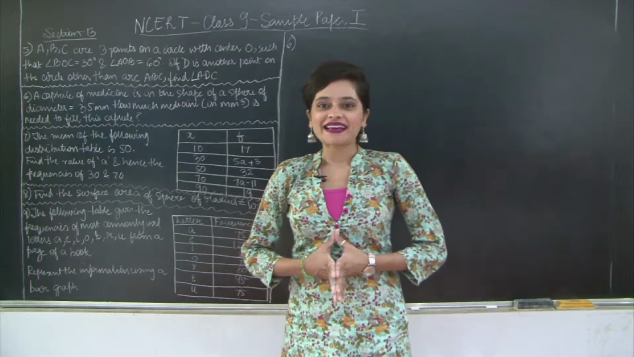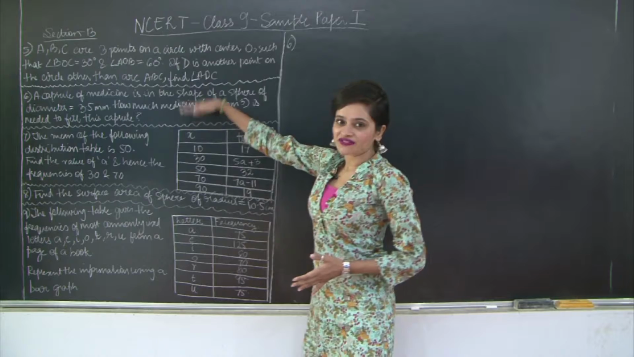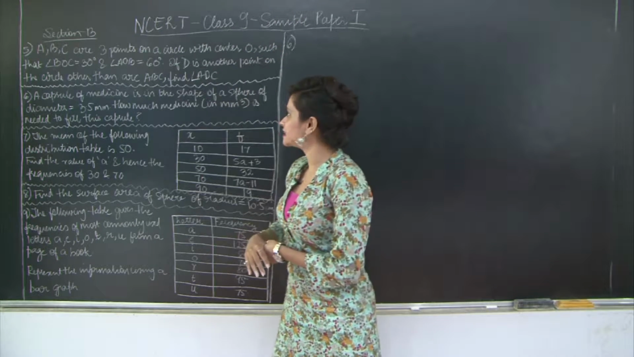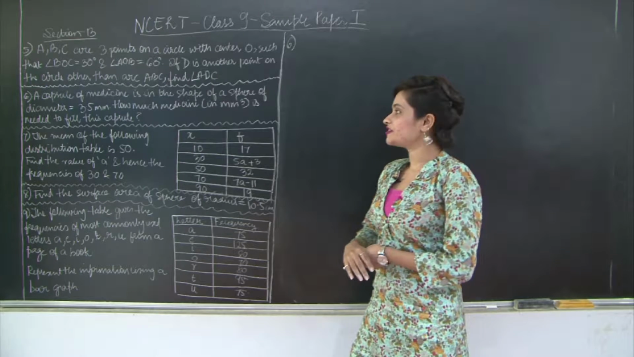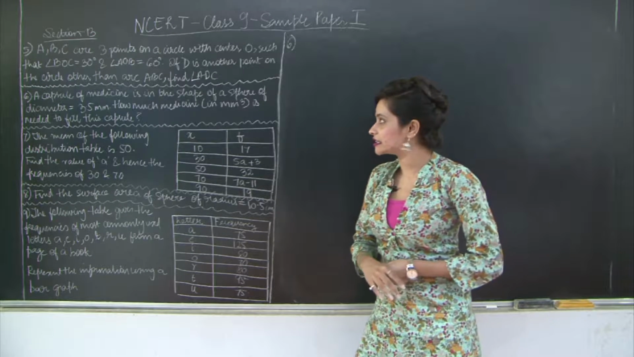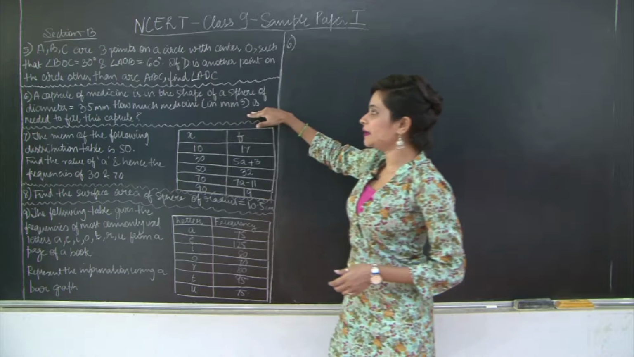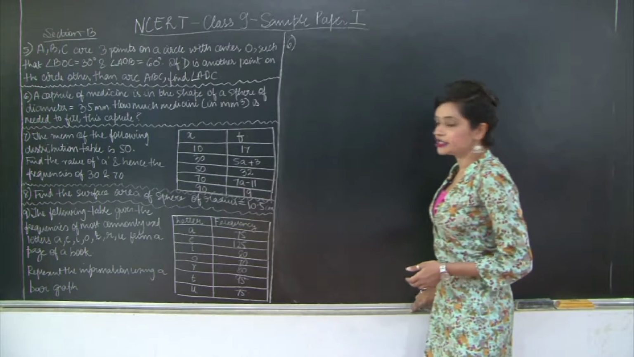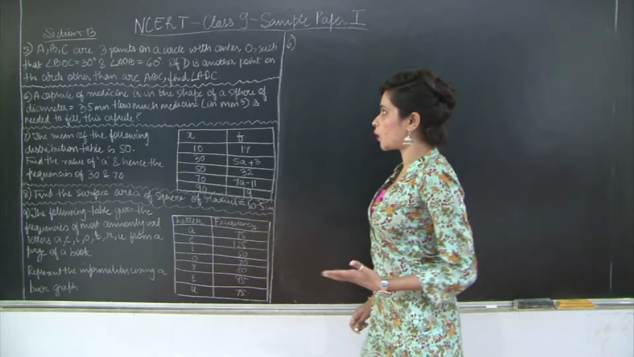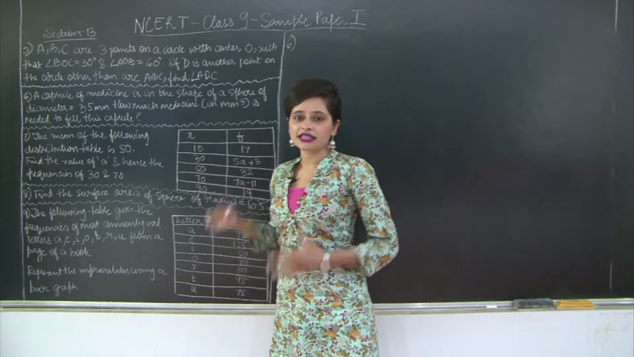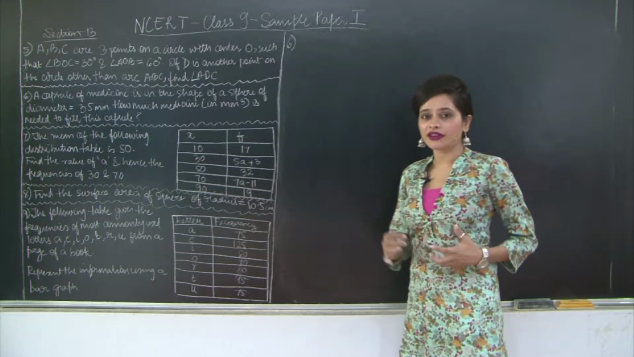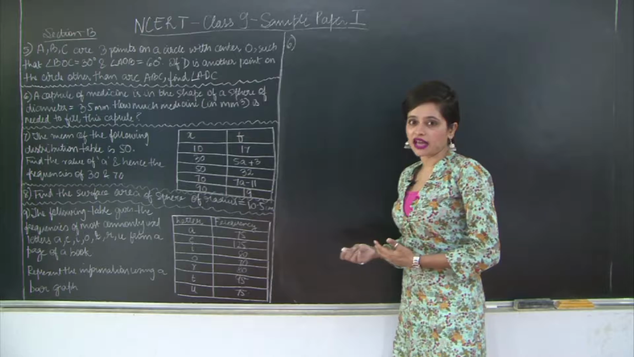Hello students, welcome back. Let us take a look at question number 6 of sample paper 1 section B. It states that a capsule of medicine is in the shape of a sphere of diameter 3.5 millimeters. How much medicine in millimeter cube is needed to fill this capsule? So again, this question is from the chapter surface areas and volumes, and all these questions that we're discussing are from your exam perspective. So please make sure that you're solving this once with me and once without me.